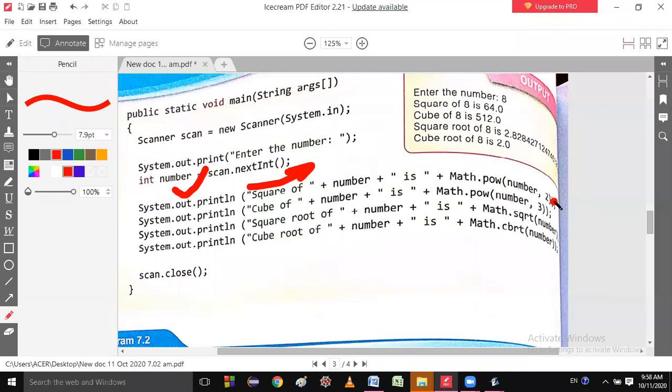Yes, sir. So what does it mean? It means number power 2 and it means number power 3. Is it clear? Yes. So suppose a user inputs 4. Yes. So 4 power 2 and 4 power 3 will be the answer.